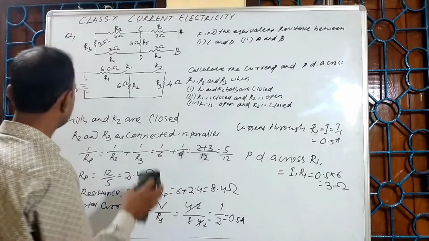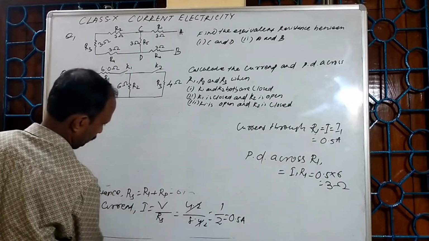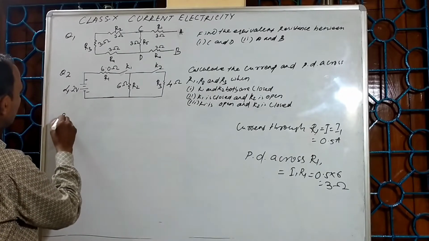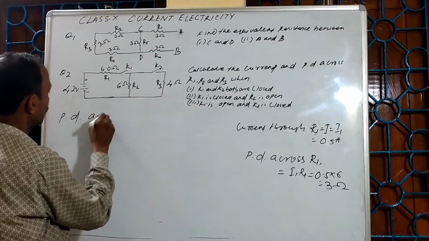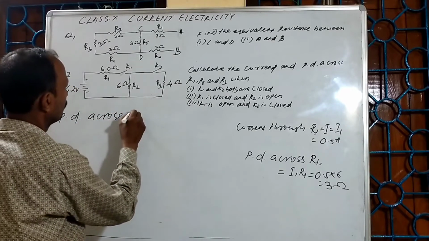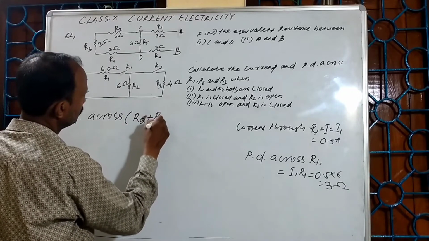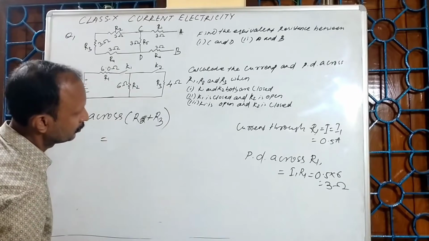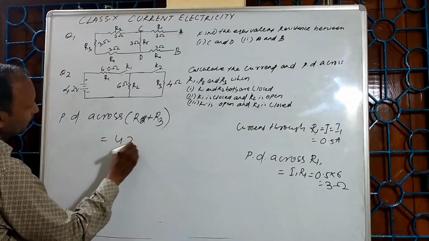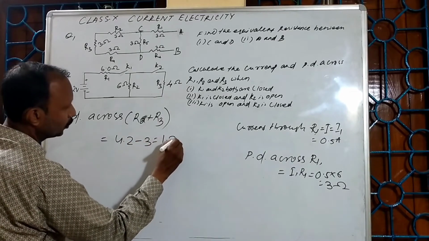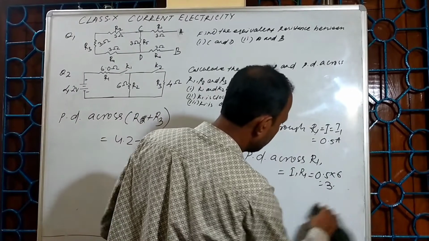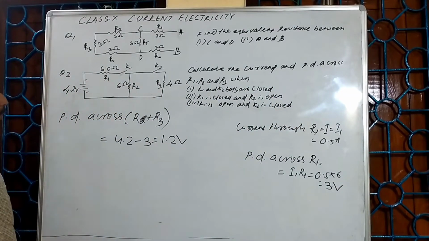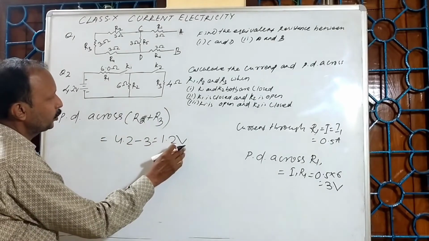The second fact is that here R2 and R3 are both connected in parallel. So the potential difference across both R2 and R3 is equal to 4.2 minus 3, which is 1.2 volt. Here one mistake is there: this is 3 volt. The SI unit of potential difference is volt. So we got the potential difference across R2 and R3 equal to 1.2 volt.